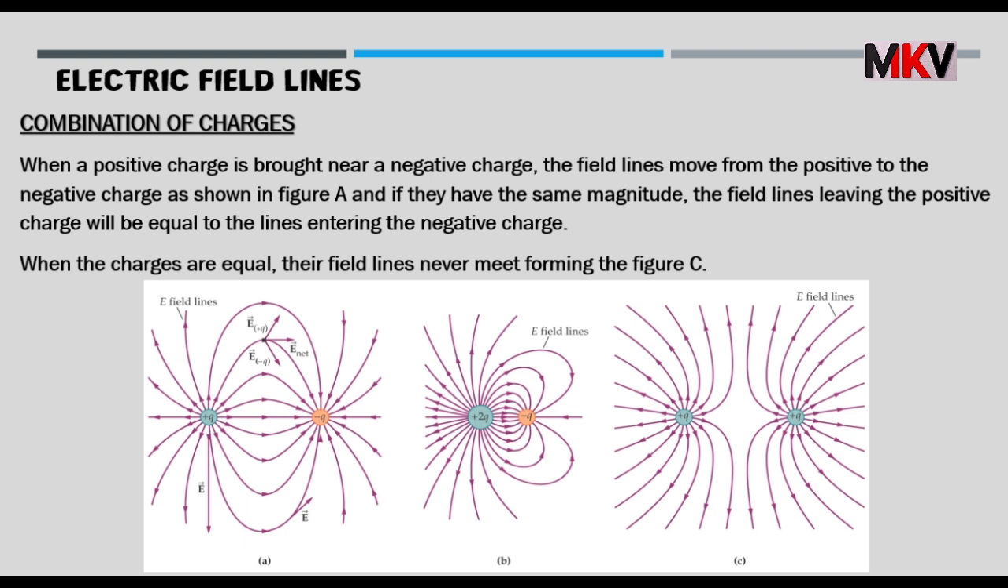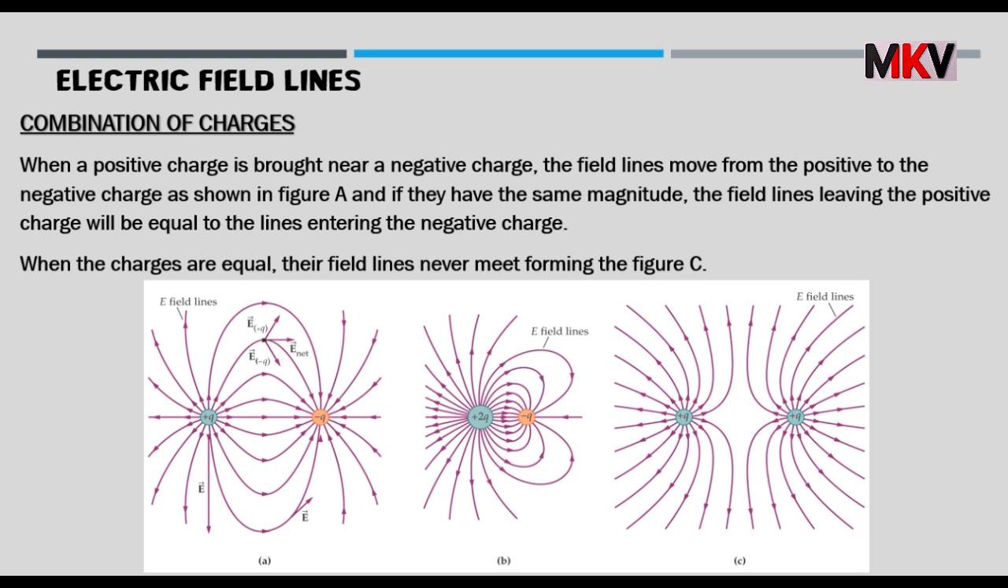So, as we can see in figure A, there are two charges. One is positive, one is negative. And the electric field lines are moving from the positive charge to the negative charge. So when two charges with opposite signs are brought together, the field lines move from the positive charge to the negative charge. Since we learned earlier that positive charges have electric field lines moving outwards, and negative charges have their field lines moving inwards.